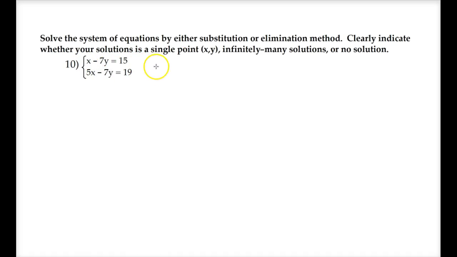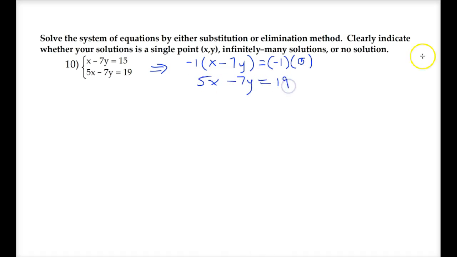So to do this, I'll just rewrite this and say -1 times x minus 7y equals -1 times 15. And then the second equation will stay the same. Of course, when we do this, all it does for the first equation is change the signs of each term. We have -x + 7y = -15, and 5x minus 7y equals 19.